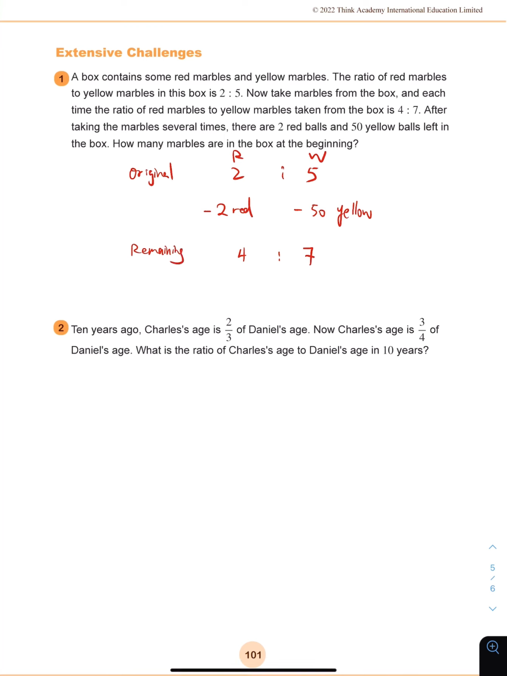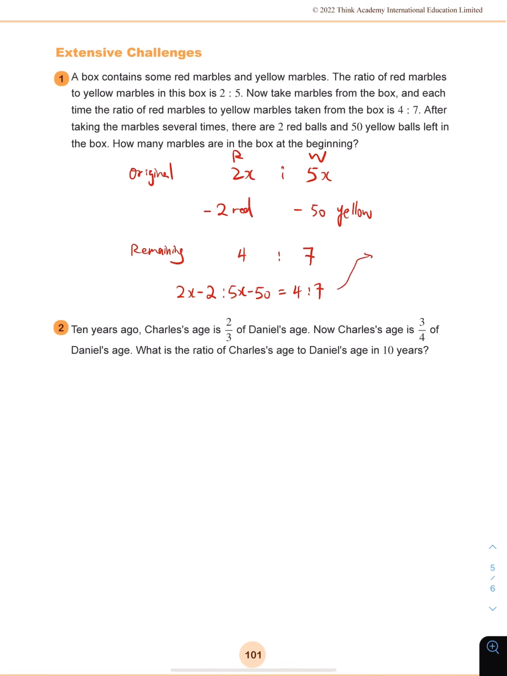Right? So now we can just use the algebraic method to solve this question by setting the original number of red marbles and yellow marbles as 2x and 5x respectively. Alright, and after that we will see that 2x take away 2, 5x take away 50 is equal to 4 to 7. Which means that I can list an equation now.